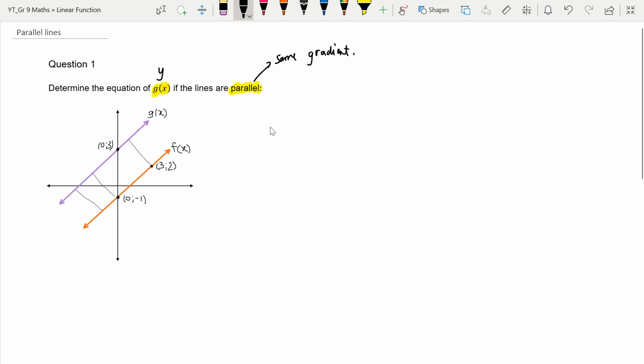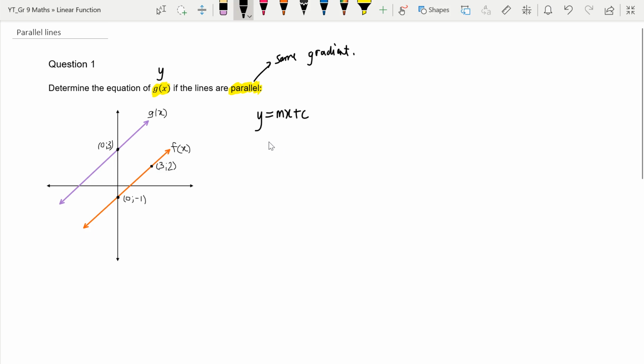Okay, so let's jump in and go find g of x. Now, if I go straight to the purple line, g of x, the one that we're supposed to find, there isn't enough information there to find the line. Since it is a straight line, we know that it will be in the form y is equal to mx plus c, but we only have 1 point on g of x, and that is not enough to find its equation.